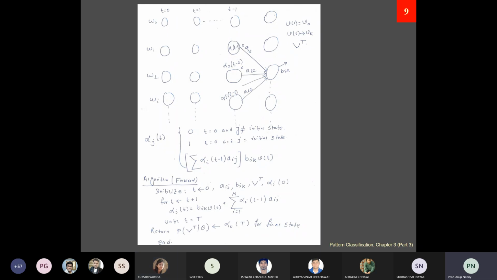But whenever I'm writing V1 is equal to V0, what is this? You have these two probabilities. One is called the transition probability, because the model will go from one state to another state. Another is called the emission probability. So emission probability is bjk.